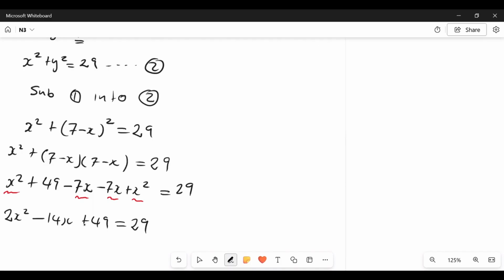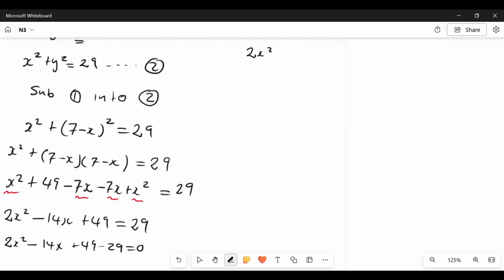There we go. Again, we need to transpose this 29 to the left hand side so that you can have like terms for 49 and 29. So let's do it. So we drop 2x squared minus 14x plus 49 minus 29. This is going to be equaling to 0. So let me continue here on top. Again, we're going to continue here.